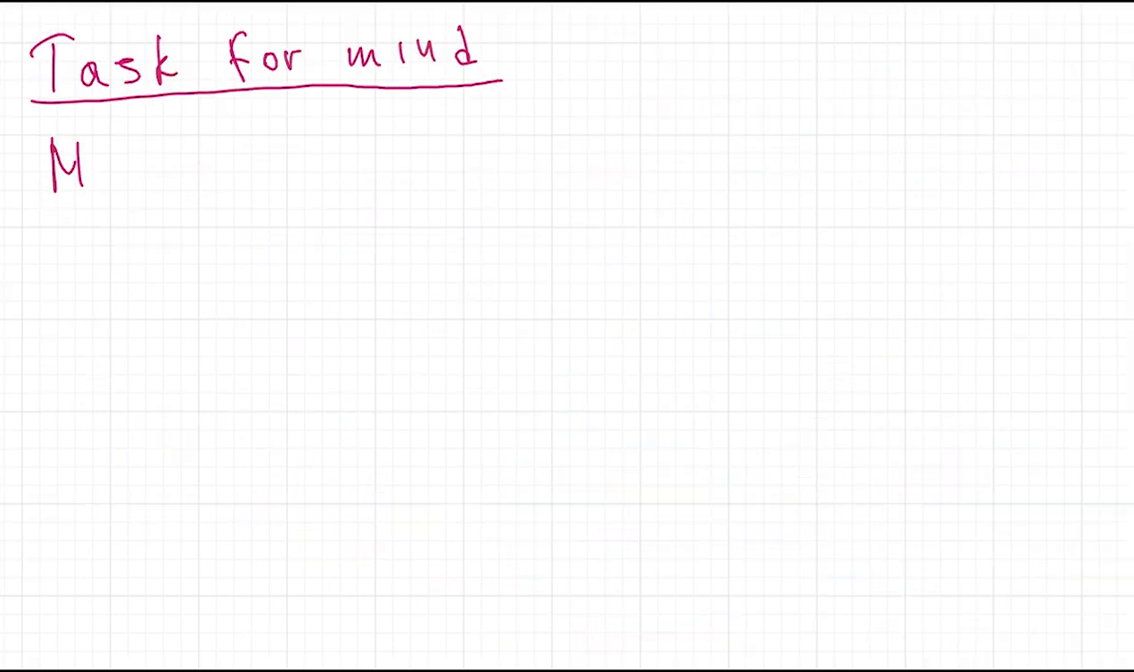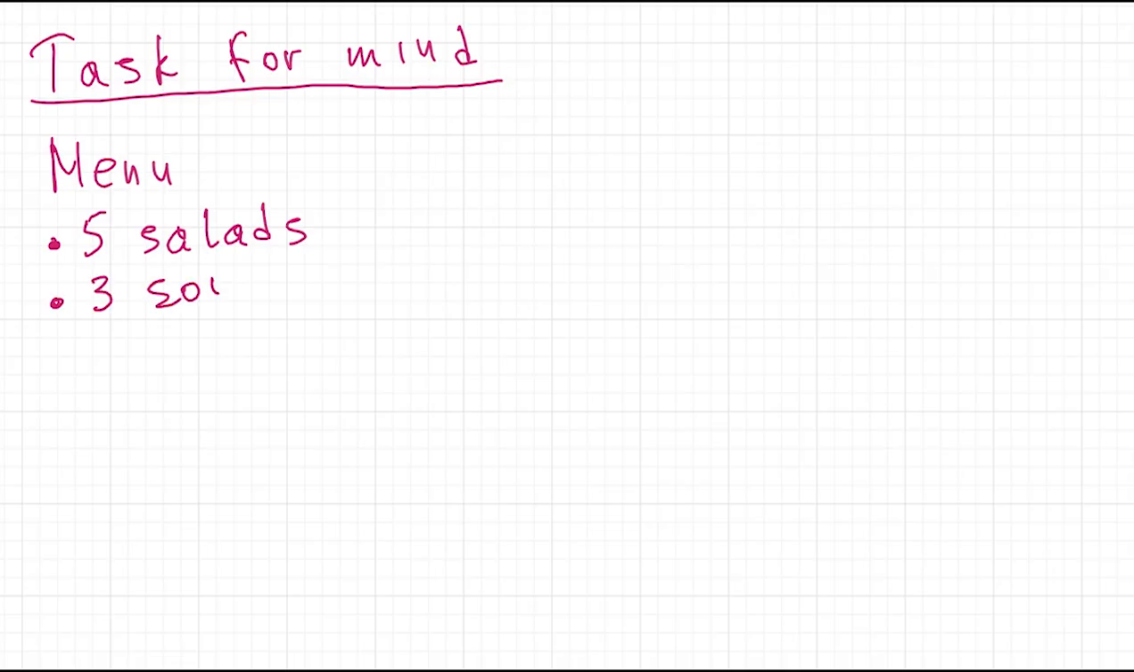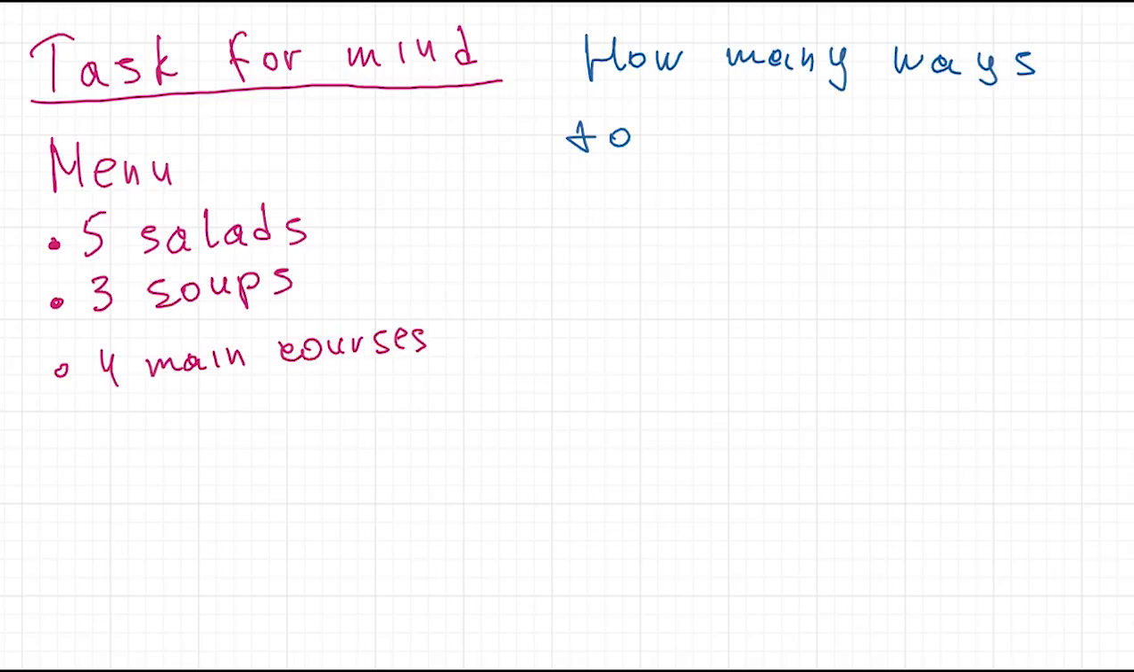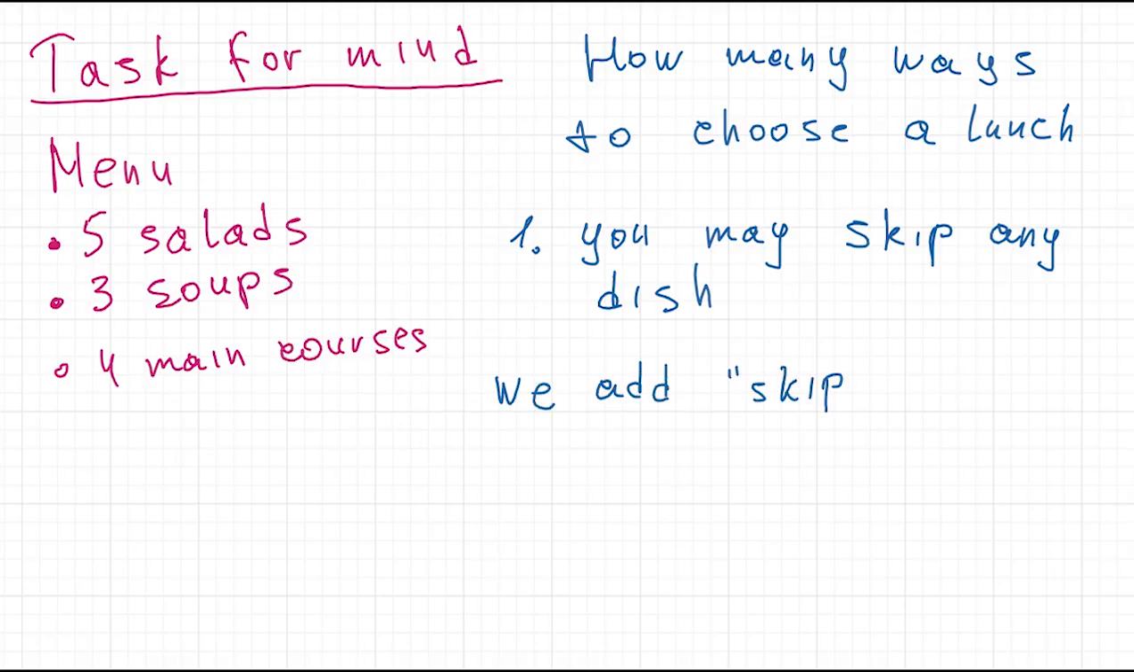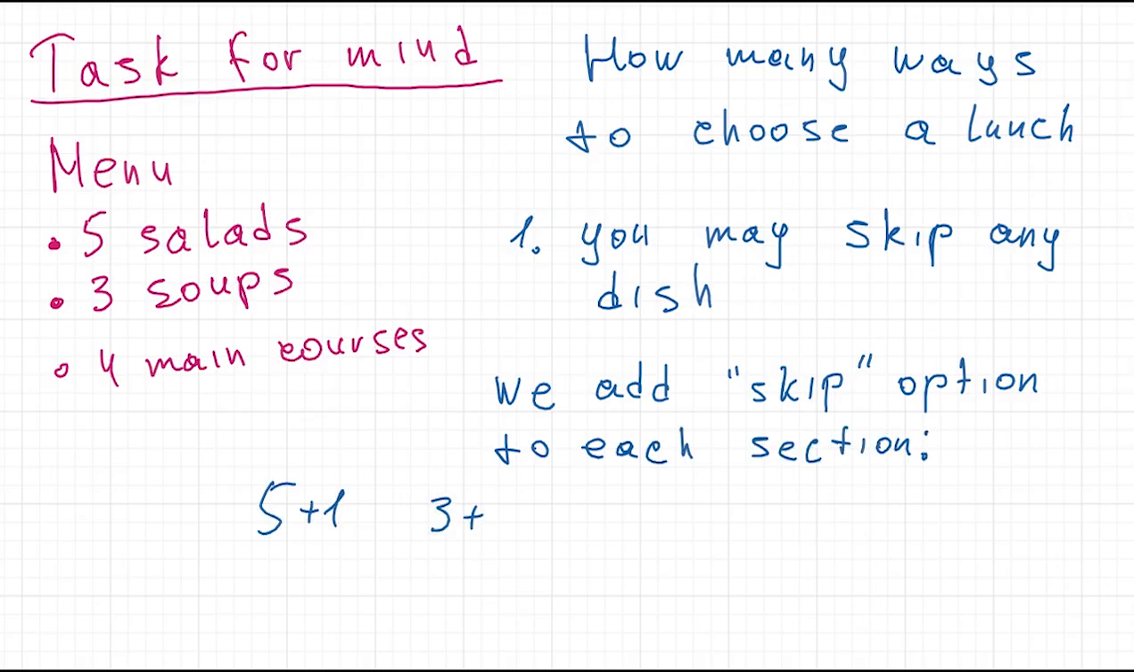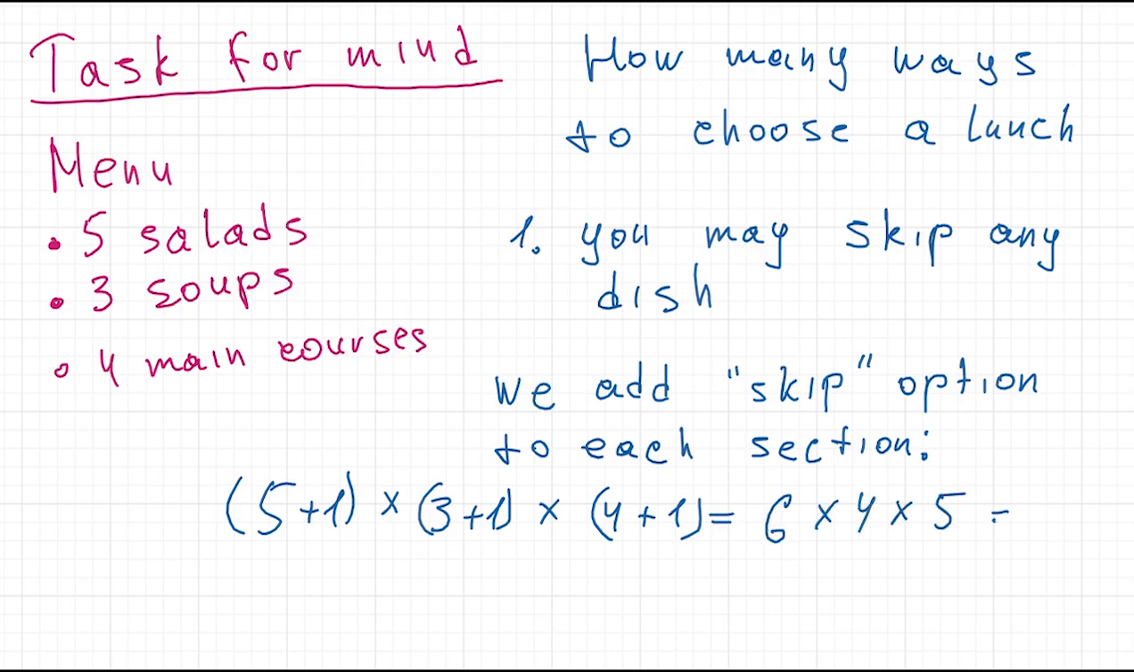Recall the menu problem from the theoretical video. A menu has 3 sections: 5 salads, 3 soups, and 4 main courses. How many ways to choose a lunch if we may skip any dish? Here we add a skip option to each section. Hence, the number of choices is (5 plus 1) times (3 plus 1) times (4 plus 1), that is 6 times 4 times 5, that is 120.